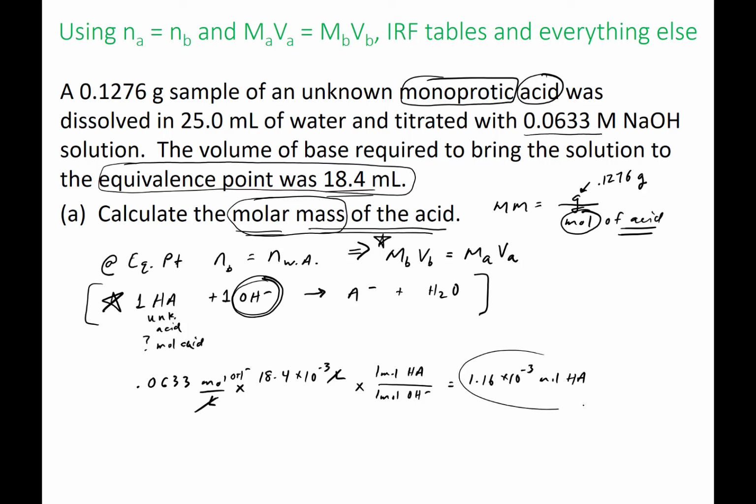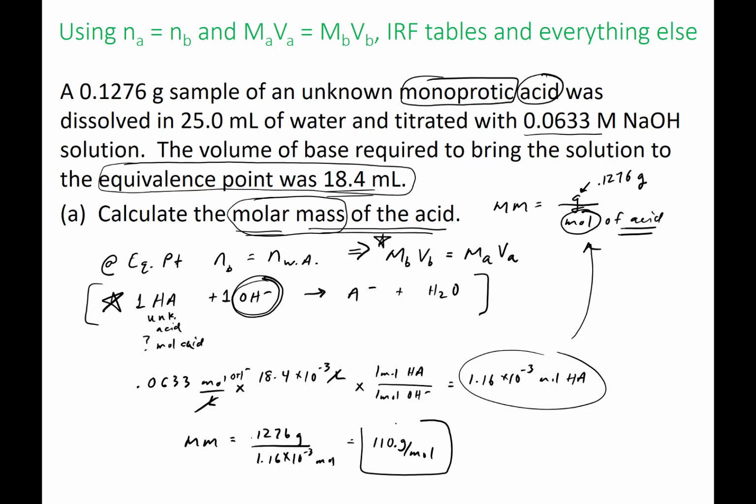So this number I'm going to put back up here to get the molar mass. So my molar mass is just 0.1276 divided by 1.16 times 10 to the negative third moles. And I get a molar mass of 110 grams per mole. I think I need a decimal there for my sig figs.